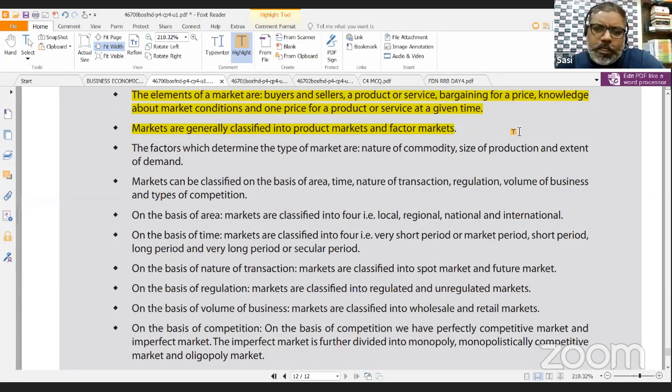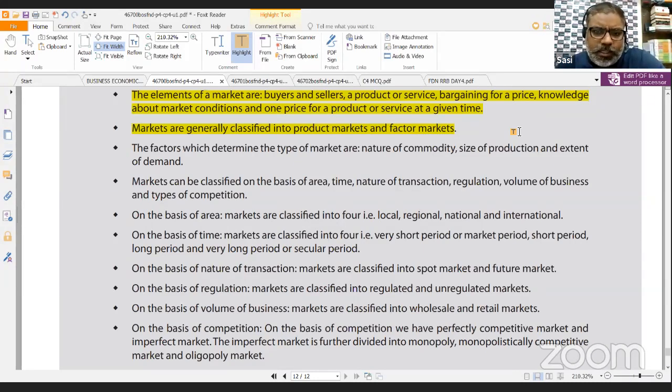Factor markets are those where labor is offering itself for the rendering of services to various organizations, or where land is available for sale or rent. That is a factor market. Where capital is bought and sold, capital is issued and purchased, that is also a factor market. So this is the broad classification of markets.